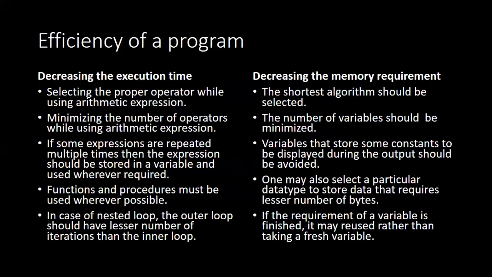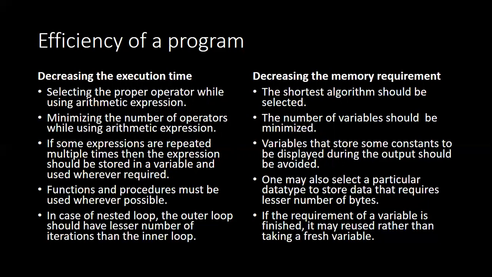So how then will we understand how to increase the efficiency of a program? There are two basic requirements to increase the efficiency of a program. First, to decrease the execution time, and second, to decrease the memory requirement. So what steps can we take to decrease the execution time? Basically, reducing the execution time means running the program much faster and making it more optimized so that it can run on different kinds of devices with low RAM and low CPU.